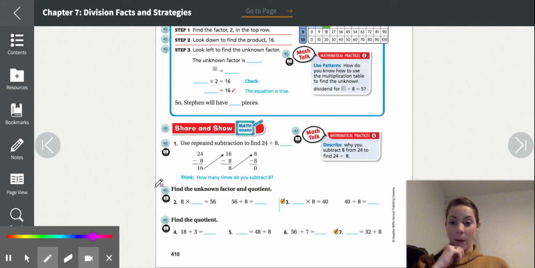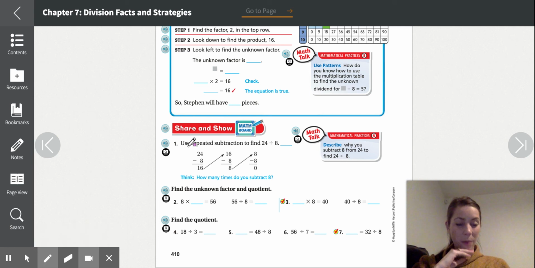All right, so I'm going to show us how to solve the share and show problems. You can see how many you were able to do correctly. It says use repeated subtraction to find 24 divided by 8, and they already did it for us. So I need to figure out what they already counted, and then that'll help me with figuring out what's left for me to count. So always in division, the total's at the beginning, so 24 is the total. What is the 8 in this model? Well, I see an 8 each time. So the 8 is how many in each.